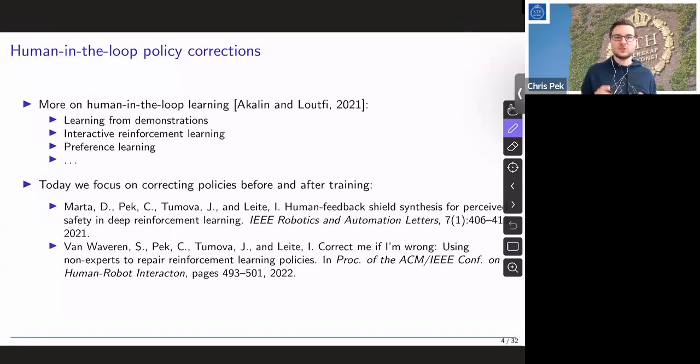Today, we will focus on correcting policies before and after training using the techniques of shielding and specification, what we have learned in the last 2 lectures, plus the lectures of Alexei. So I will specifically talk about these 2 papers that you can see here below. One by Daniel, PhD student at RPL here, and the other one by Sander van Waven, also PhD student here at RPL and human-robot interaction.